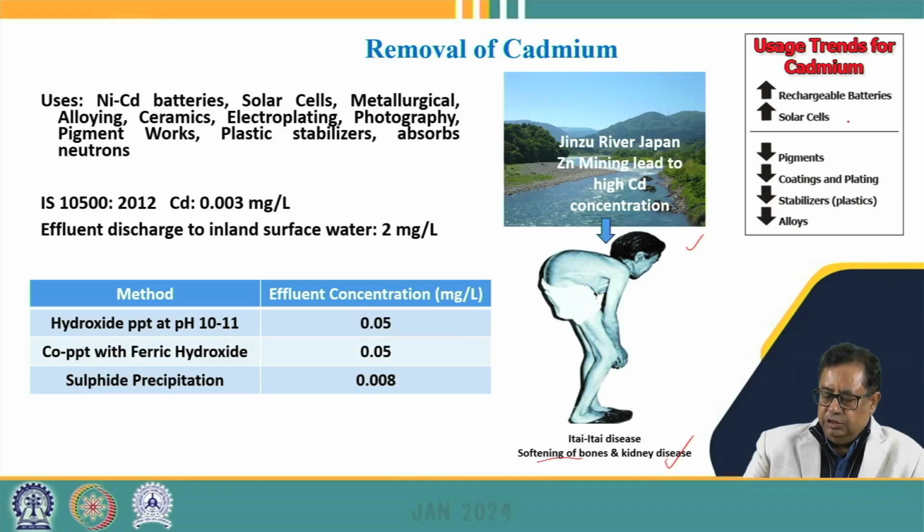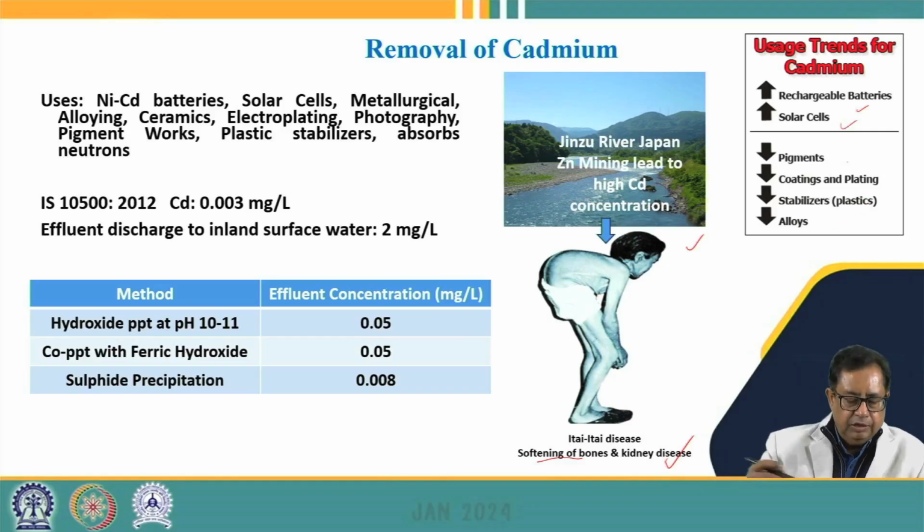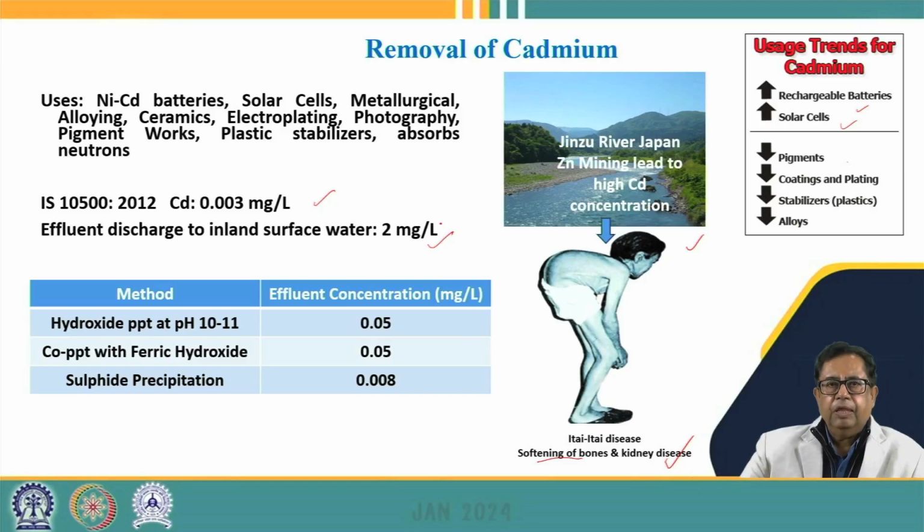So nowadays, it is being seen that the trend for the cadmium in the rechargeable batteries and solar cells is increasing, whereas in the pigments, coating and plating, stabilizer or alloys, it is decreasing. And in the drinking water, it should not exceed 0.003 milligrams per liter, and the effluent which is discharged to the inland surface water should not exceed 2 milligrams per liter.